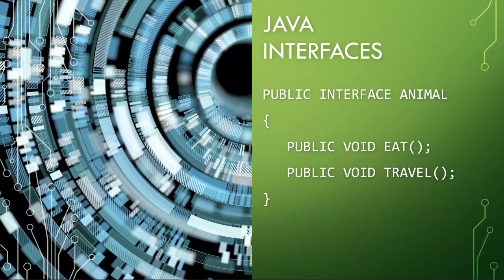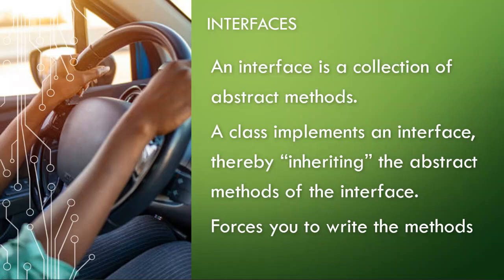Now, when this comes to Java interfaces, as I mentioned at the end of the part 1 video, I am not talking about GUI or graphical interfaces. I am talking about a Java-specific syntax and coding tool for their object-oriented design called interfaces. Now, an interface is a collection of abstract methods. A class implements an interface, thereby inheriting the abstract methods of the interface, forcing you to write them. That's a very general, open-ended first definition of it.